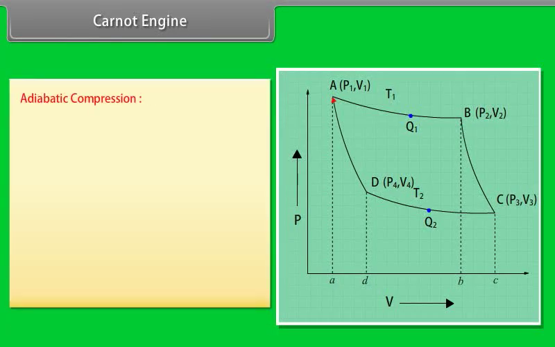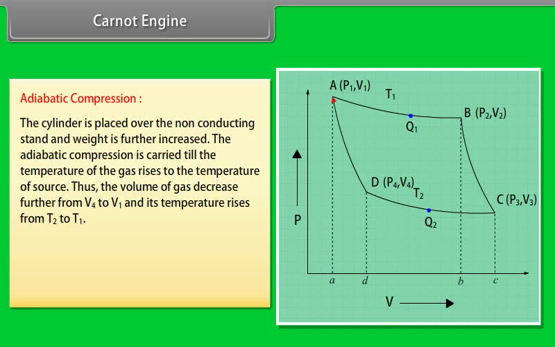Adiabatic compression. The cylinder is placed over the non-conducting stand and the weight is further increased. The adiabatic compression is carried on till the temperature of the gas rises to the temperature of the source. Thus, the volume of the gas decreases further from V4 to V1 and its temperature rises from T2 to T1. In a Carnot cycle, the efficiency is given by Q1/Q2 = T1/T2.